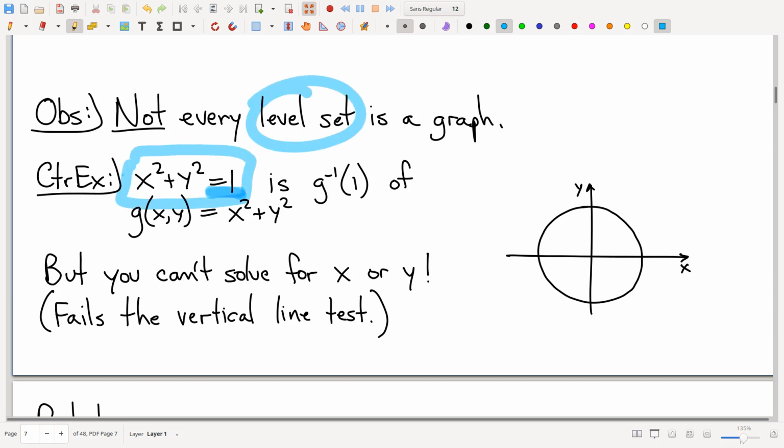There's a level set right there. Level set of x squared plus y squared. Here's what that looks like. It's just a circle. And this is not a graph. Can't be a graph. If it were to be a graph, here's what it would have to look like.